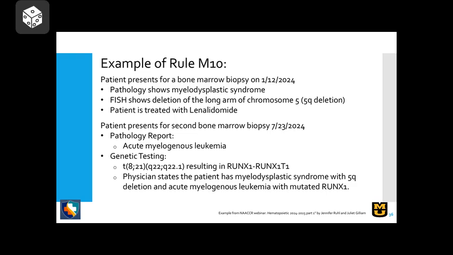Patient presents for a second bone marrow biopsy on July 23, 2024. Pathology report shows acute myelogenous leukemia. Genetic testing is positive for a mutated RUNX1 gene. The physician states the patient has myelodysplastic syndrome with 5q deletion and acute myelogenous leukemia with a mutated RUNX1 gene.